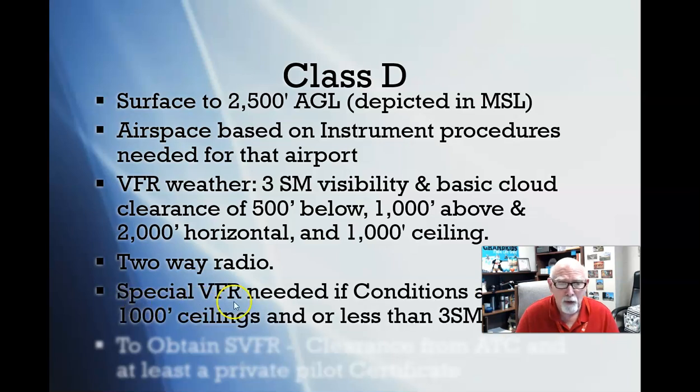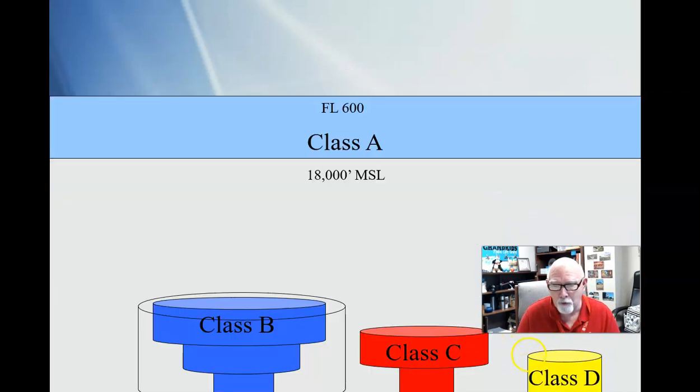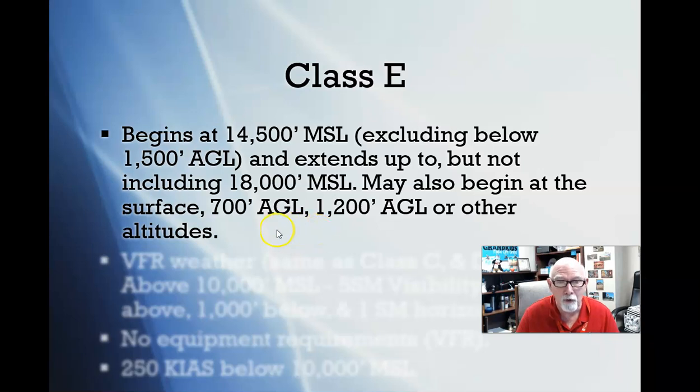Special VFR is needed if conditions are below 1,000 feet or less than 3 miles. So you have to actually ask for special VFR procedures to obtain that special VFR clearance from ATC, and you at least have to have a private pilot certificate. So if you're a student pilot, you cannot fly Special VFR. There you go. There's your Class D airspace. It looks like a cylinder, and that's usually about 5 miles from an active airport, and that's a blue airport with a tower control.